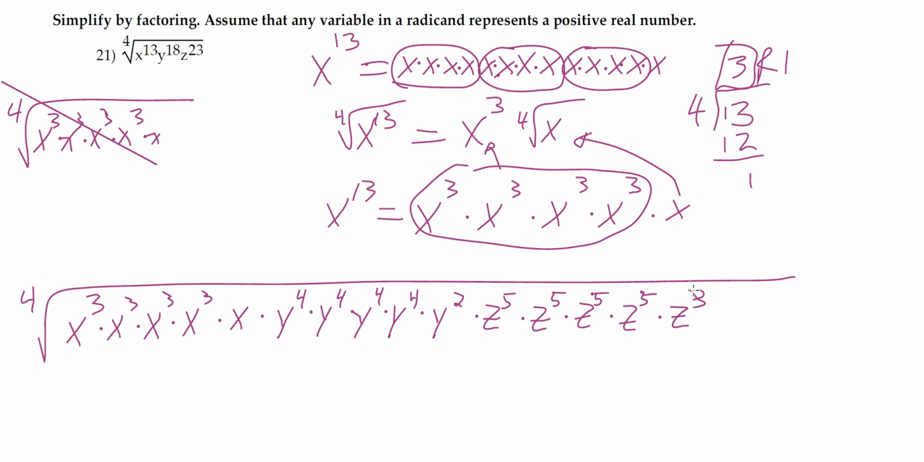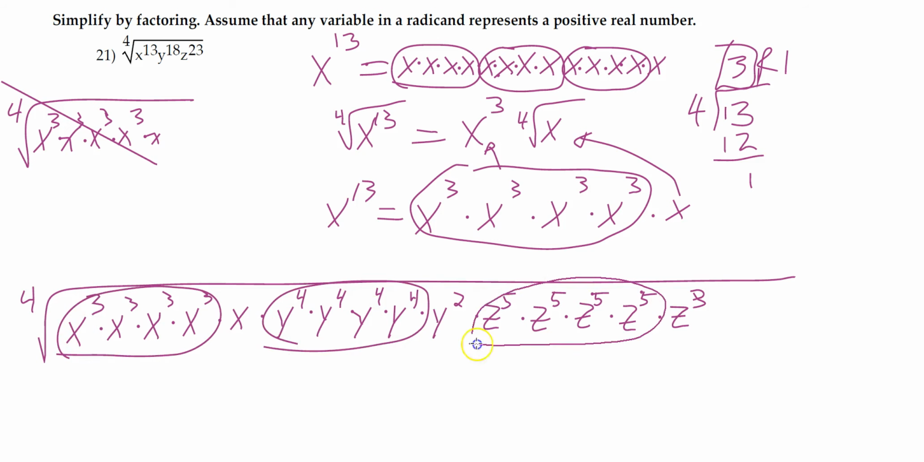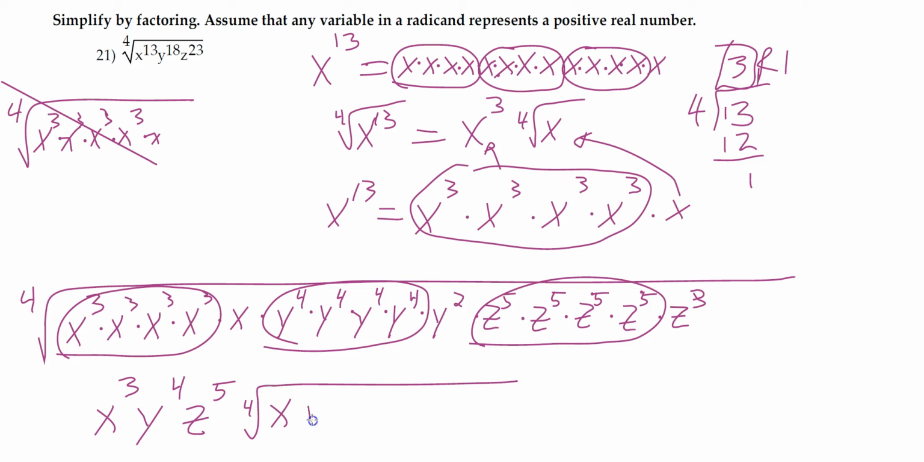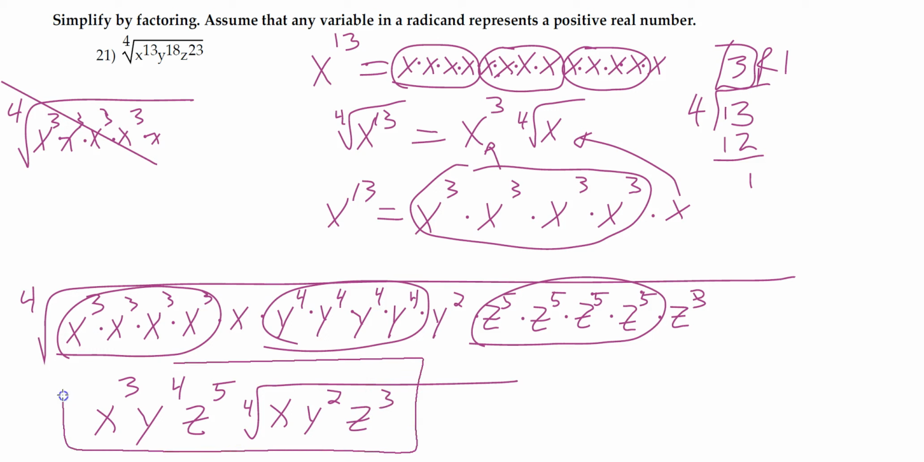Okay, so this way of factoring, we're now looking for groups of 4. There's a nice group of 4s. There's a nice group of 4. There's a nice group of 4. So when we simplify this, we get an x cubed, a y to the 4th, and a z to the 5th on the outside. And our fourth root still has a single x, the y squared, and z cubed on the inside. All right. I hope this helps.